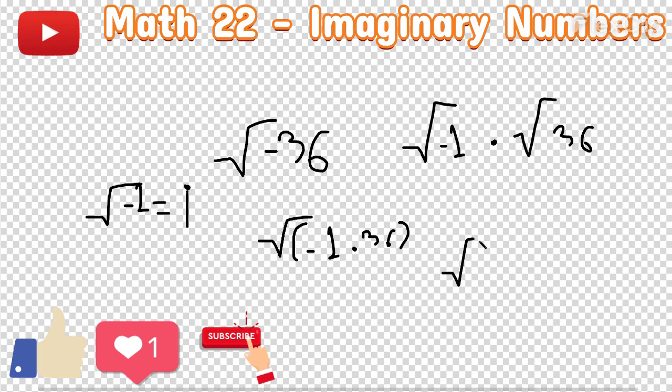Therefore, the square root of 36 is equal to 6. So when we combine this, we get the square root of negative 36 is equal to 6 imaginary units.